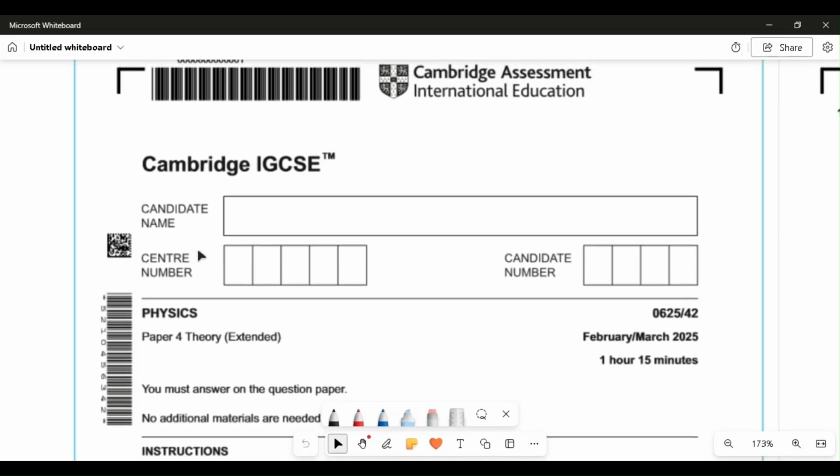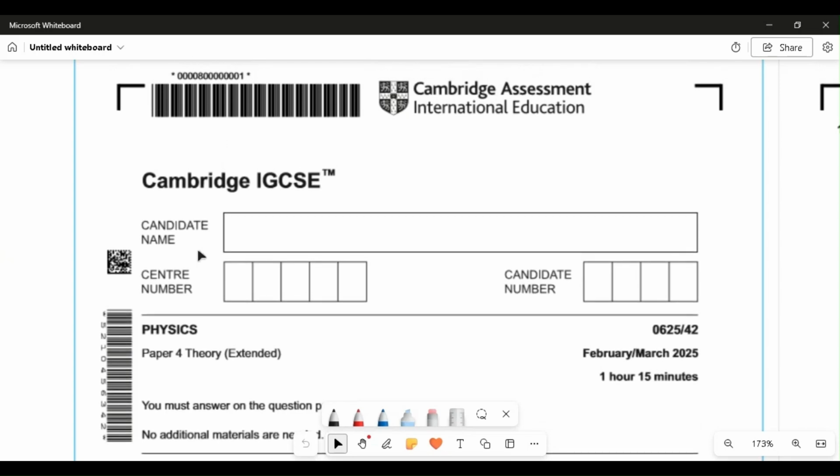Today we are going to solve Cambridge IGCSE Physics Paper 4 Theory Extended. This paper is from February March 2025, paper 42.